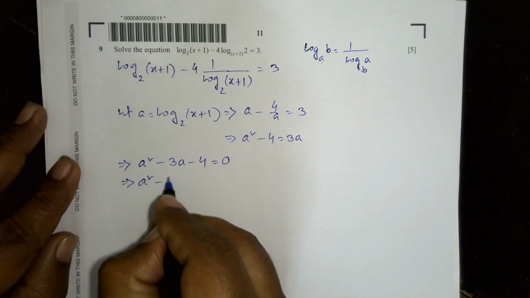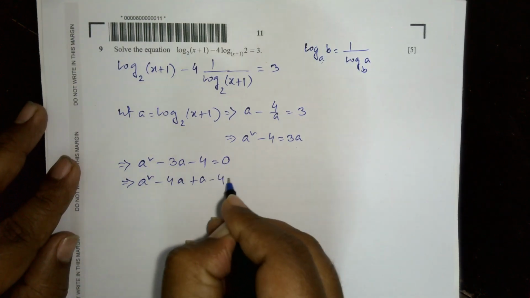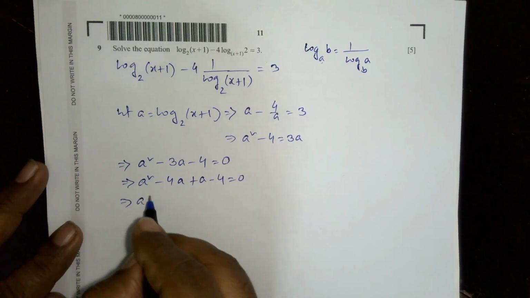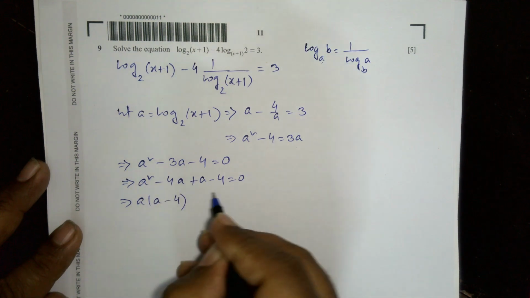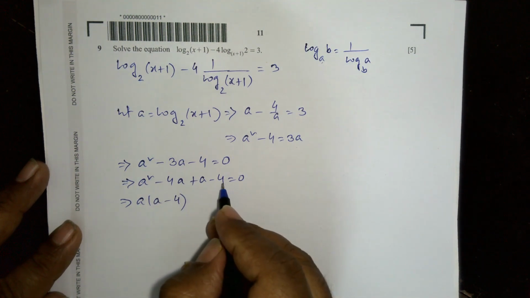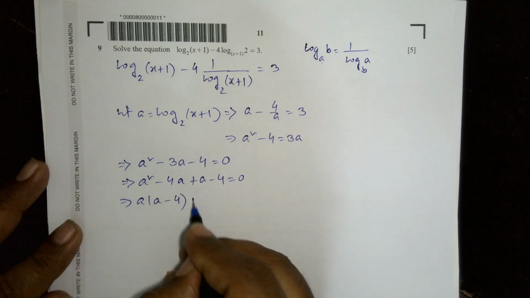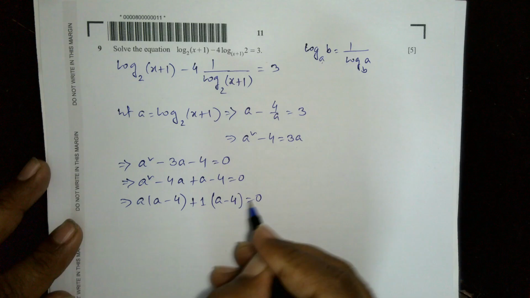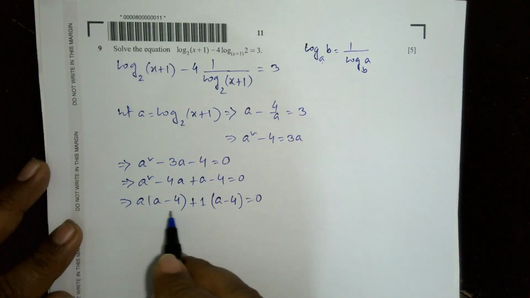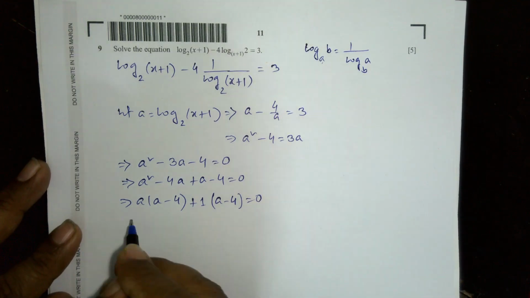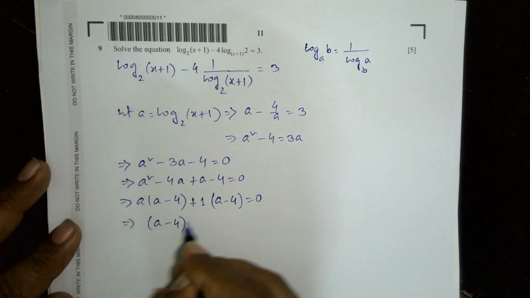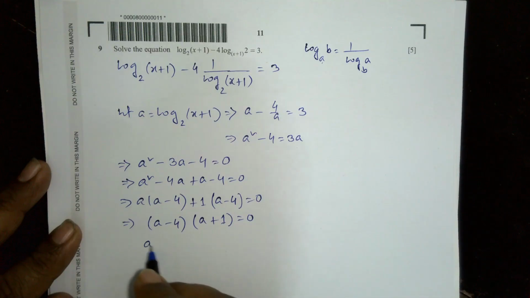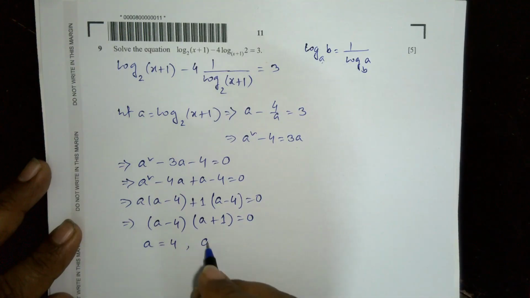Now doing the middle term factorization, I can write a squared minus 4a plus a minus 4 equals 0. For the first two terms, a is the common factor, so taking it out I get a times a minus 4. The other terms don't show a common factor, but when we have none, 1 is always the common factor, so 1 times a minus 4 equals 0. Now a minus 4 is the common factor. Taking it out, we have a minus 4 times a plus 1 equals 0. That gives us a equals 4 and a equals minus 1.